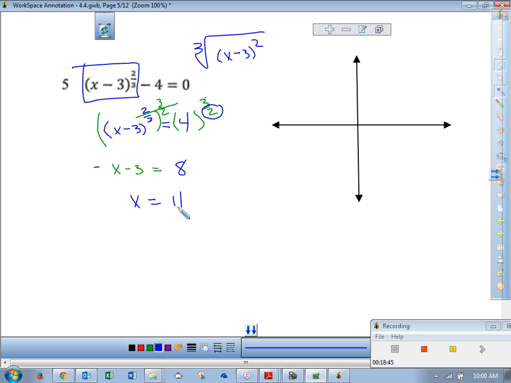Check him. If we put 11 in, you'd get 8 to the 2/3 power minus 4 equals 0. 3rd root of 8, a.k.a. the cube root of 8. What's the cube root of 8? 2 squared, which is 4, and 4 minus 4 is 0. So 0 equals 0. It checked. And then we'll sketch him.